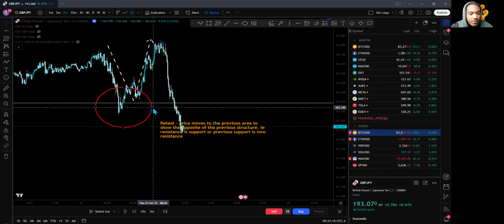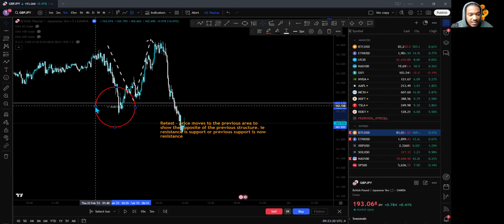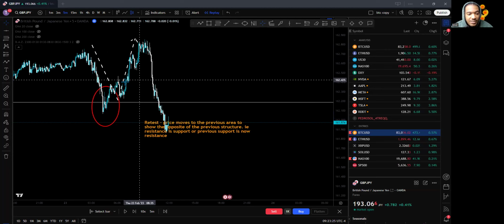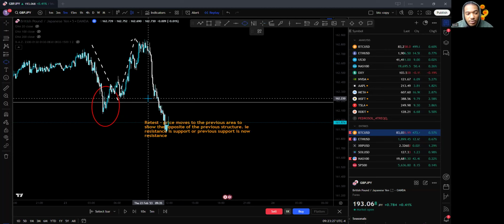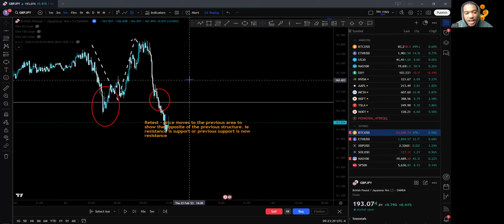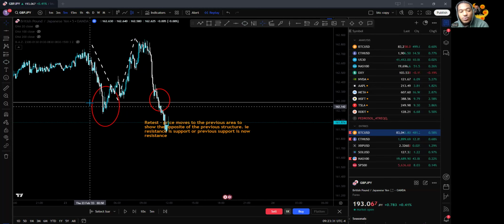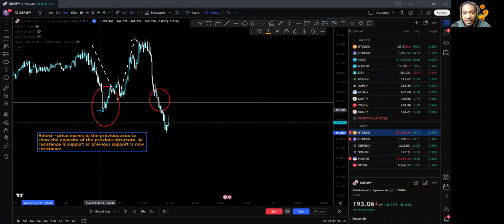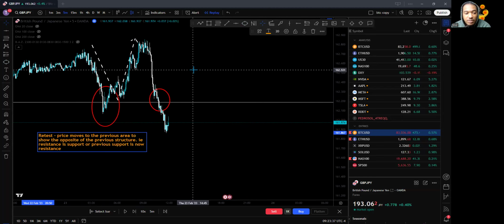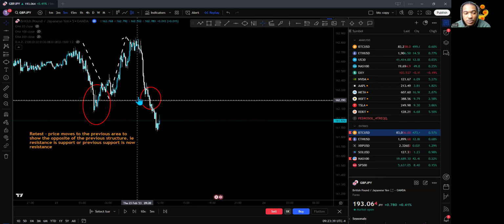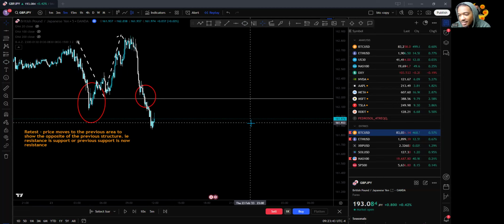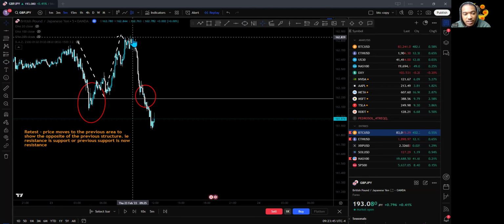So this one right here was a retest because it came down and showed us this. Now we're getting into a little more critical thinking from you guys. If this one was a retest, because previous resistance now acted as support, what will we consider this one to be? Let me know, drop it in the chat.